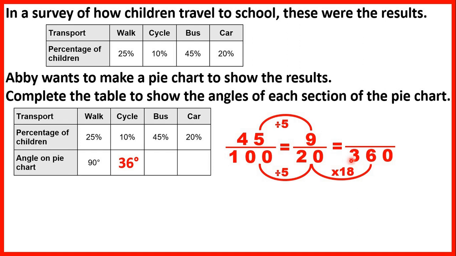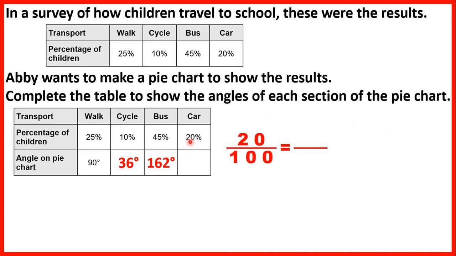If we divide 360 by 20, we get 18. So then we can work out 9 times 18, and that's 162. So the angle is 162 degrees.